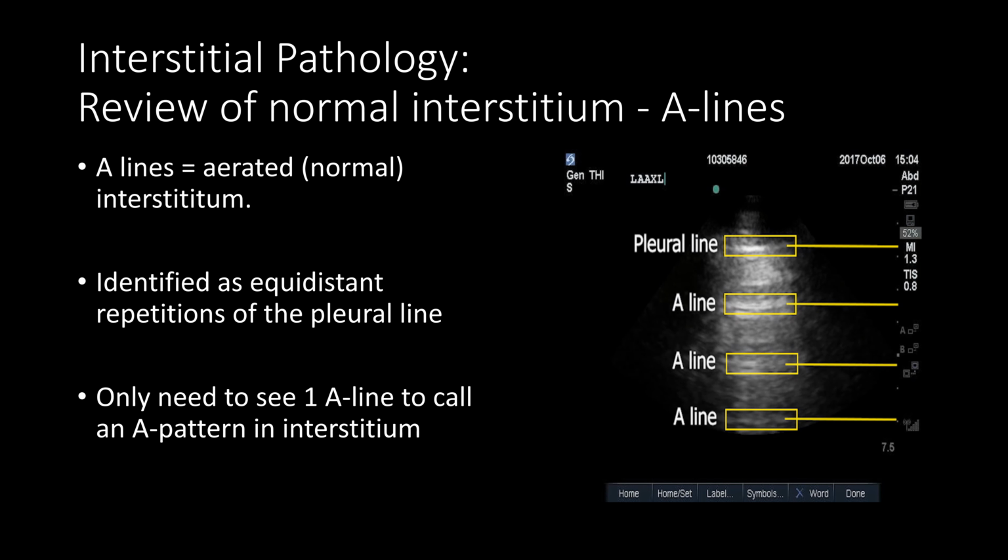So as you can see in the video on the right here, the pleural line is approximately 1.5 centimeters from the probe at the top, and thus we see that the next A line is at around a little over 3 centimeters. So it's equidistant. And we can see further reverberations of that below. We don't need multiple A lines, we only need one A line to call it an A-line pattern.